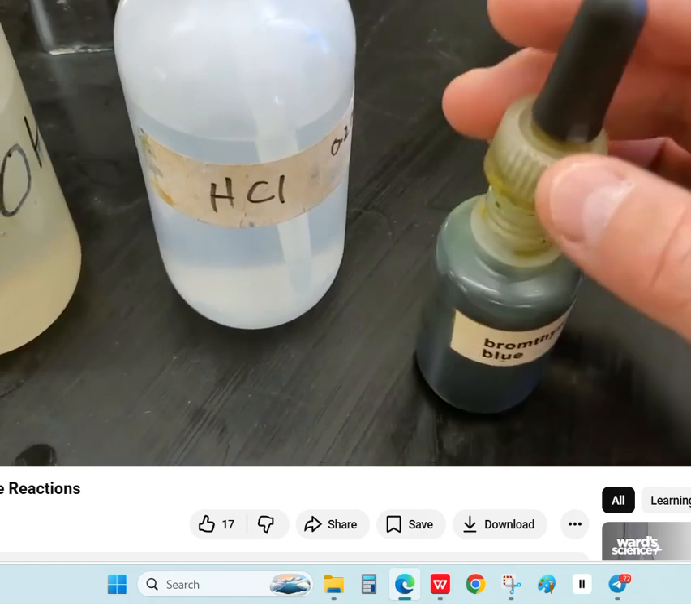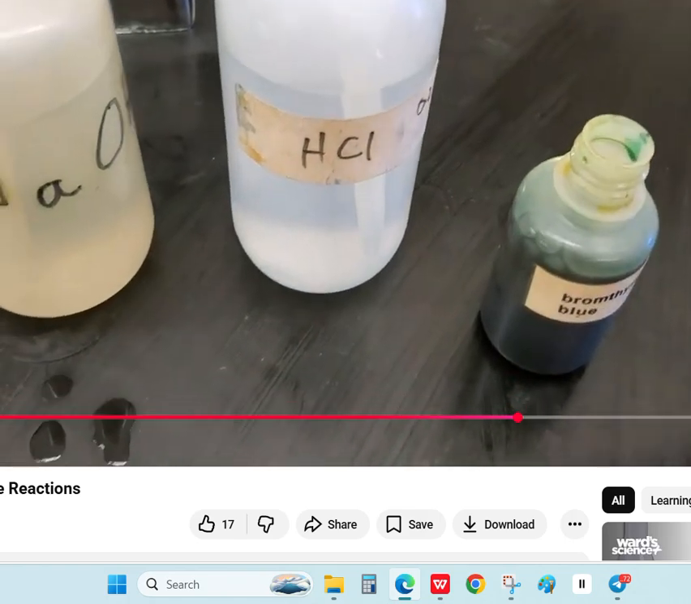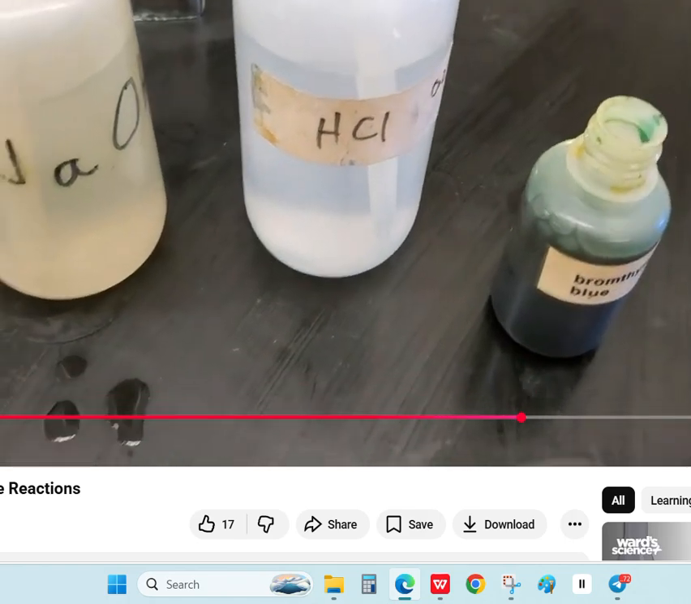Bromothymol blue is an indicator. If the color of any of them changes to blue or dark blue, that indicates the material is a base. If the color changes to yellow, that indicates the material is an acid.